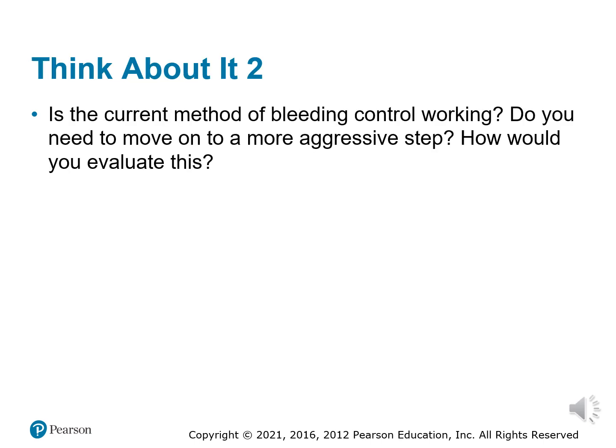So something to think about. Is the current method of bleeding control working? Do you need to move on to a more aggressive step? And how would you evaluate this? Remember, you must always evaluate the efficiency of the current treatment before you escalate. If you're doing fine with direct pressure, you can stay with direct pressure. But if it's continuing to bleed and you can't stop it, that's when you're going to move on to something more aggressive, like a tourniquet.